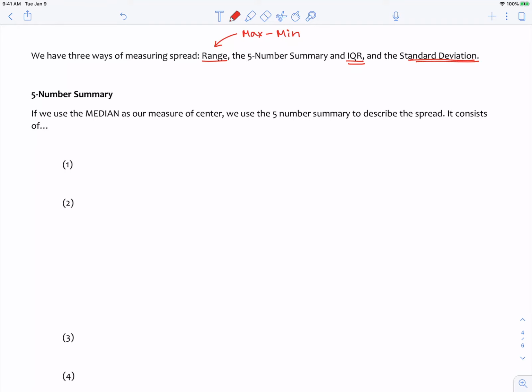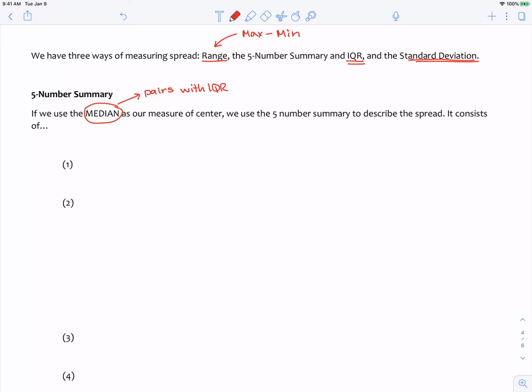Now, the first one we're going to look at is the 5-number summary and the IQR. This pairs with the median. So the median always pairs with the IQR as a measure of spread. So as soon as you see that there is, for instance, skew or outliers in our data set, we know we're going to want to use the median for our measure of center, and therefore we will also be using the IQR for our measure of spread. If we had more symmetric data, we would use the mean as our measure of center, and that would mean we would pair that with the standard deviation as our measure of spread.